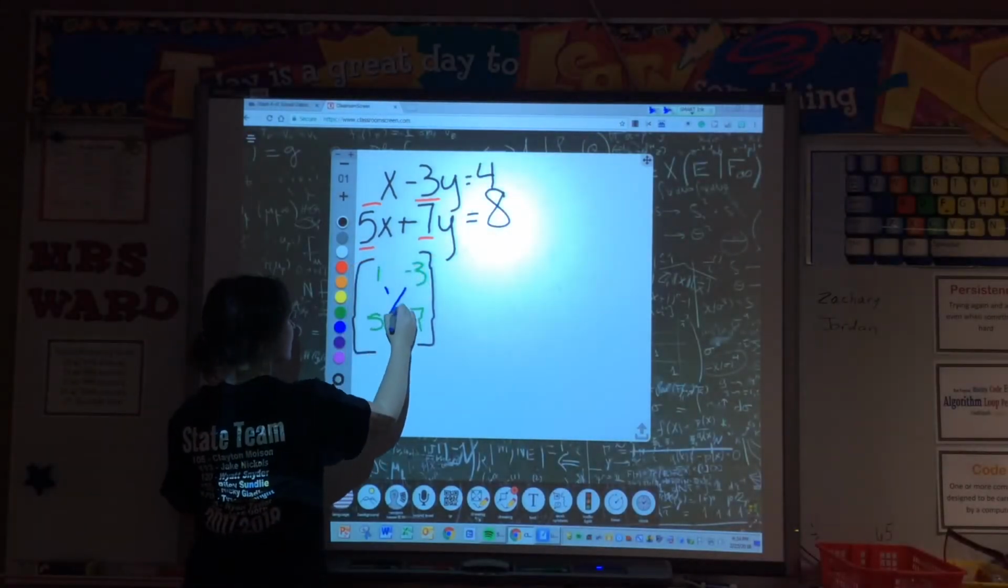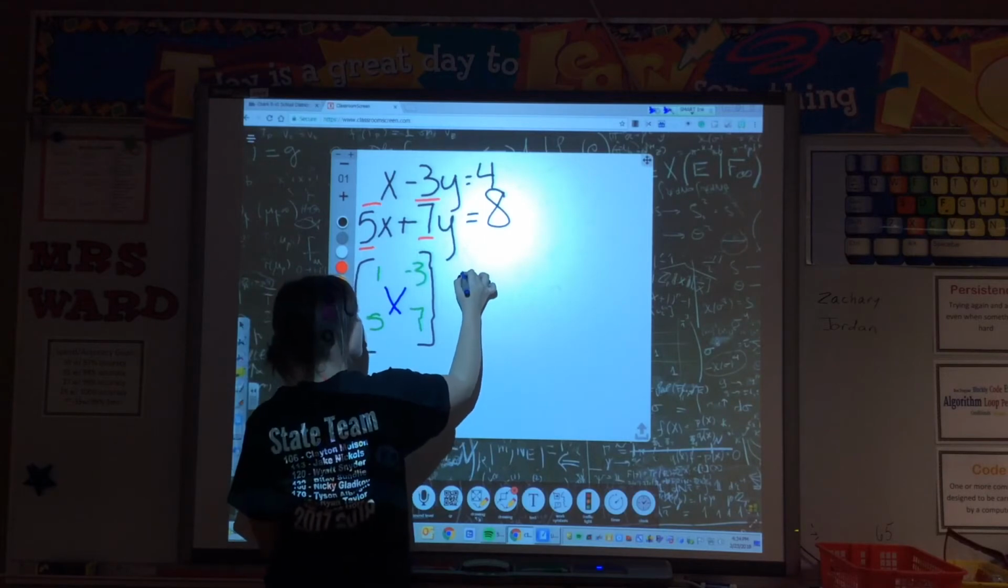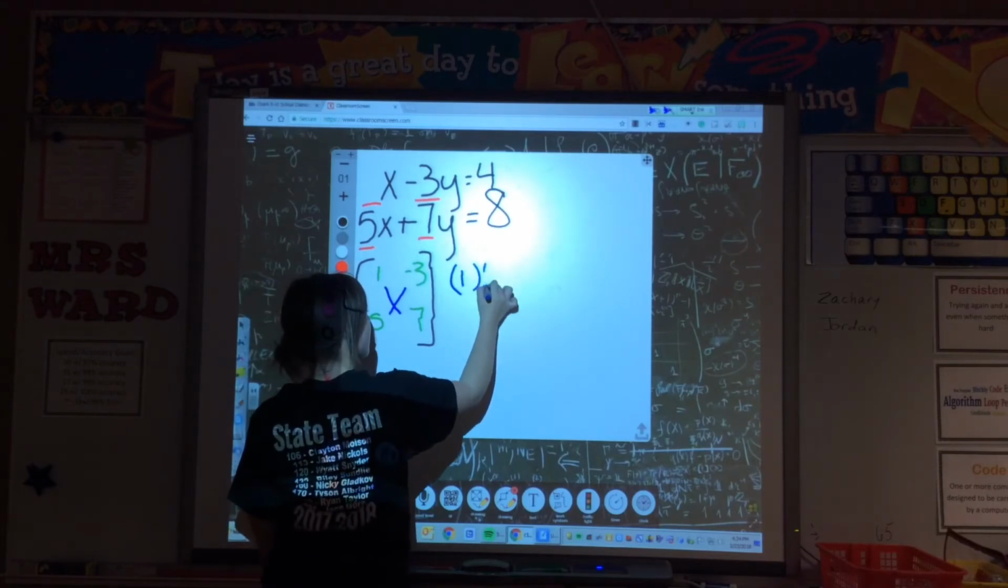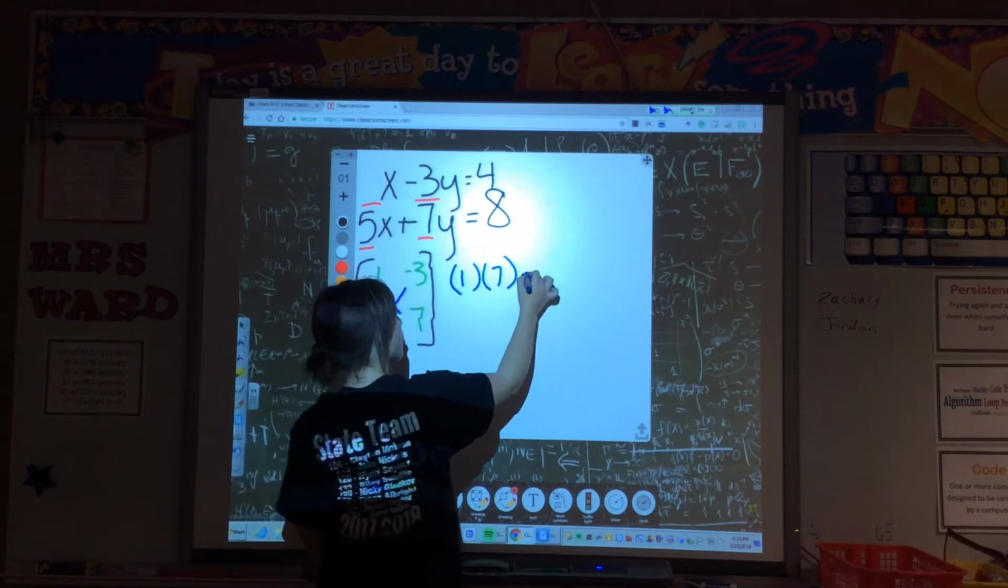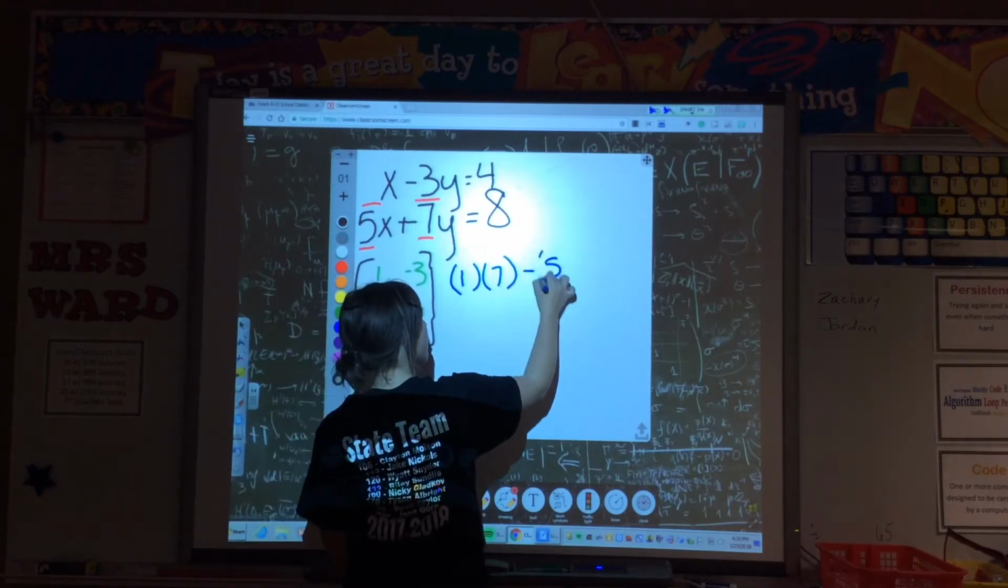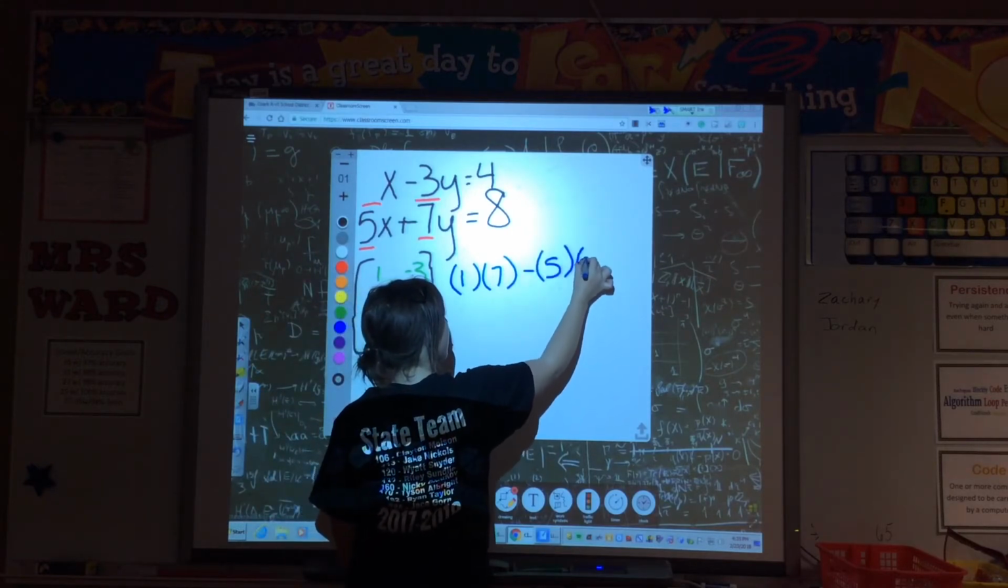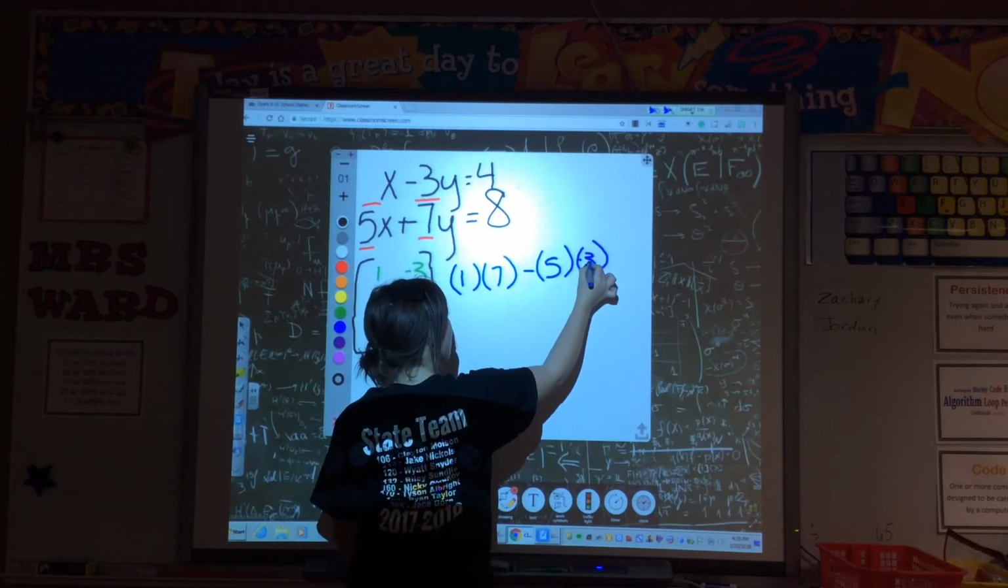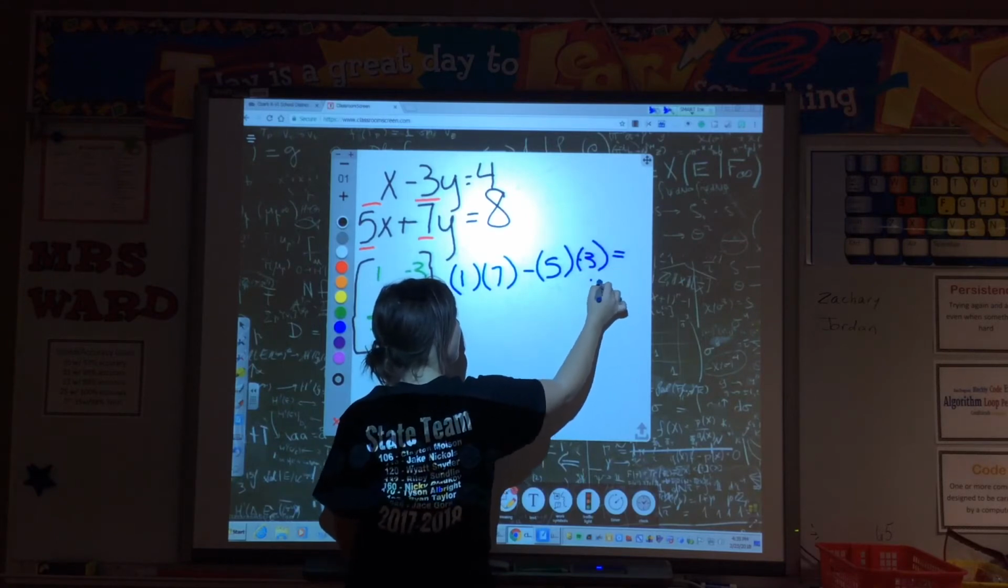So now we are trying to find the determinant. So we're going to multiply 1 times 7 and then subtract it from 5 times negative 3, which equals 22.